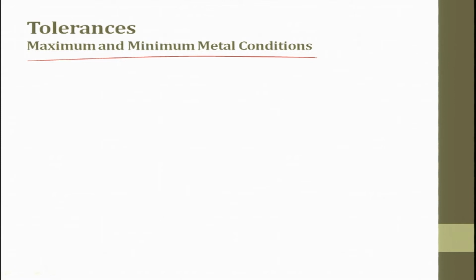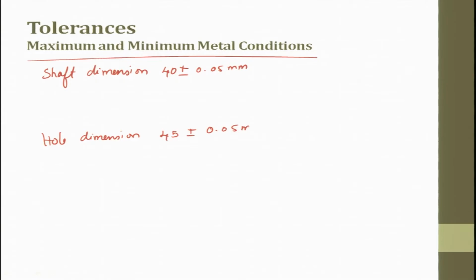So, I will try to take one more small example. A shaft dimension is nothing but 40 plus or minus 0.05 millimeter. Okay. And the hole dimension is going to be 45 plus or minus 0.05 millimeter.